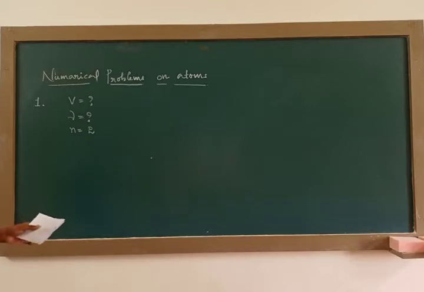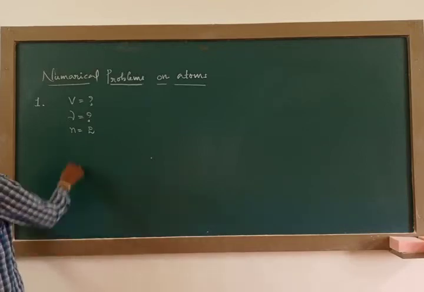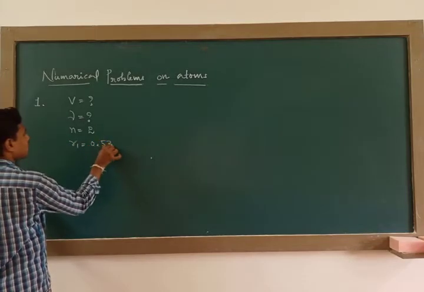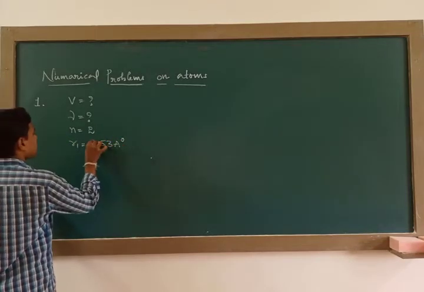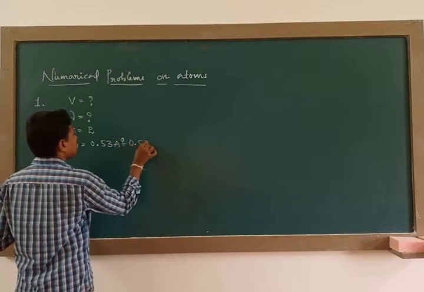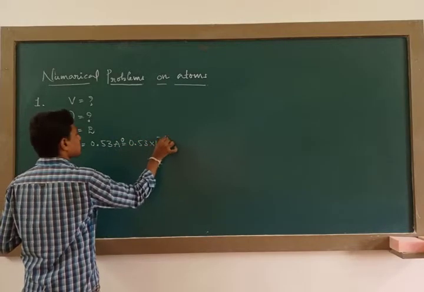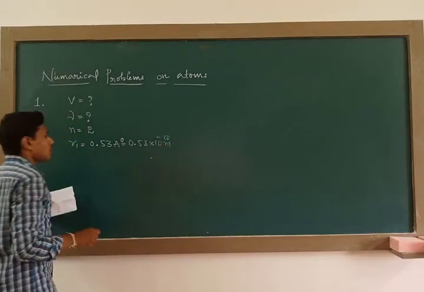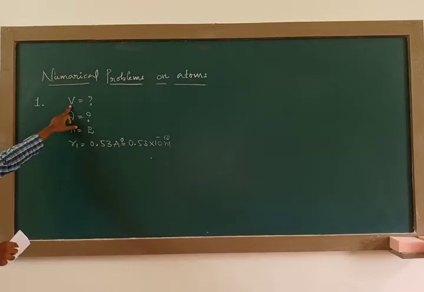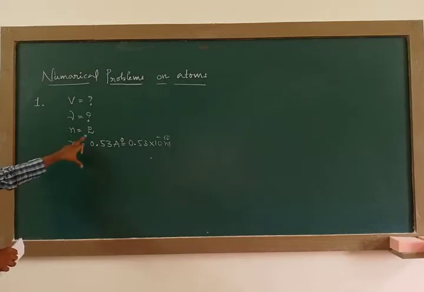For the hydrogen atom, they are giving the radius of the first orbit as 0.53 angstrom. So the data is given here: 0.53 into 10 raised to minus 10 meter. Very simple problem. Calculate the orbital velocity of the electron and the frequency of the electron in the second orbit of the hydrogen atom.